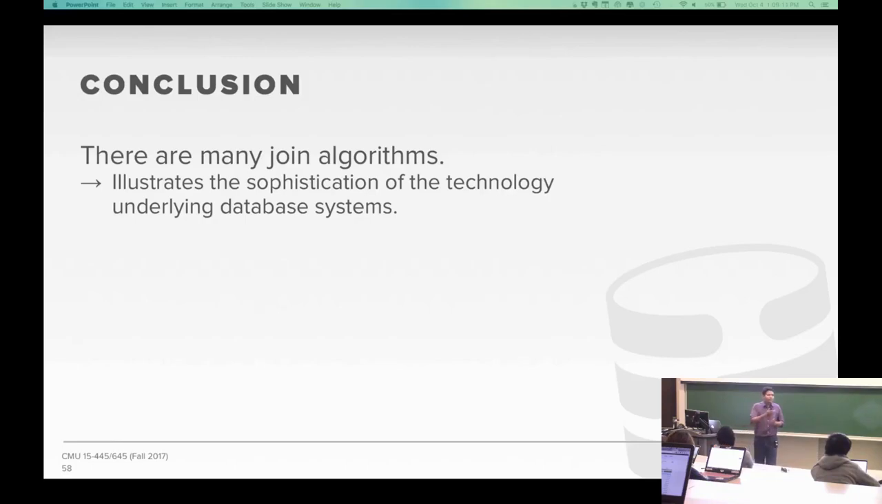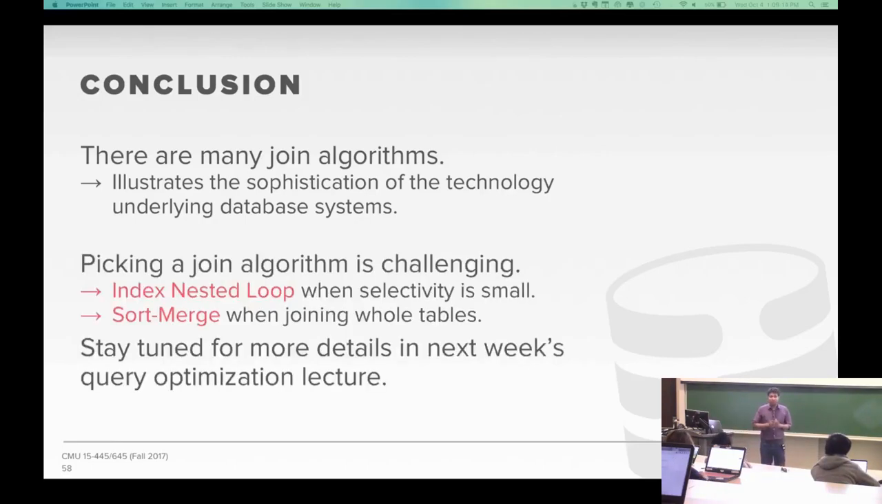And as we discussed during the lecture, picking a join algorithm is very challenging for the query optimizer. At a high level, a few heuristics are often used. One such heuristic is that when the selectivity is very small, that means the number of tuples matching the join predicate in the outer table is very small, you end up doing an index nested loop join. And similarly, when you're joining whole tables, you often end up doing a sort merge join. But I'm kind of waving my hands here.